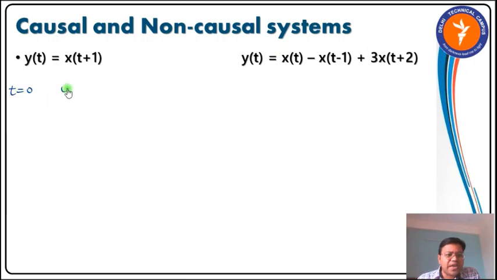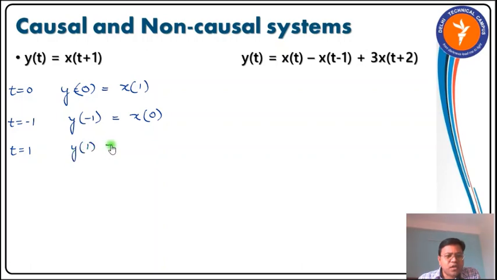At t equal to 0, I'll get y of 0 equal to x of 1. At the instant t equal to -1, I will get y of -1 equal to x of 0, and similarly at t equal to 1, I will get y of 1 equal to x of 2. Now let me check whether the present output is dependent on future input.